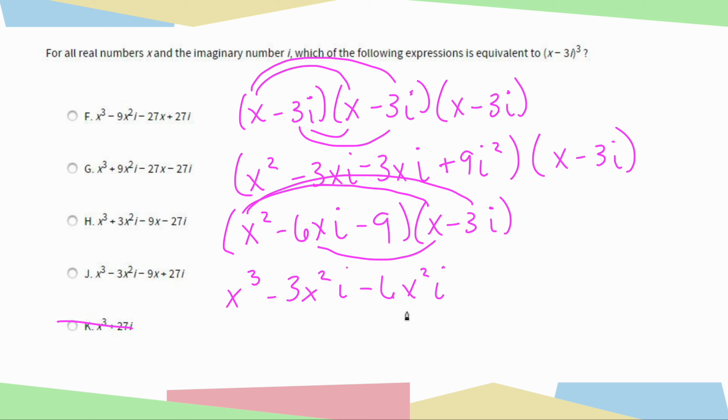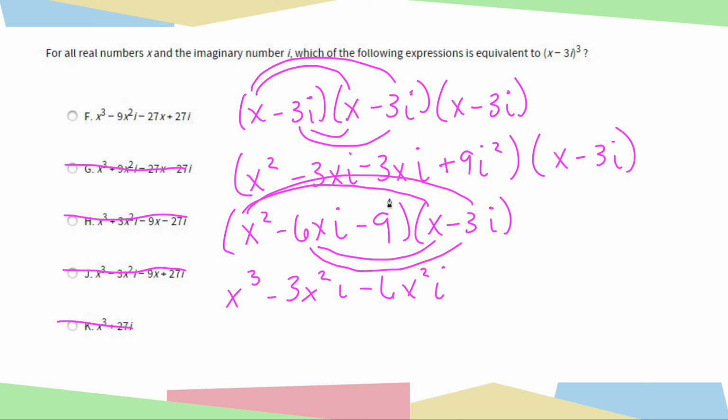Now, because of that, just to be faster on the actual test, I would be immediately eliminating, actually, I would have my answer from here. So I would actually go ahead and eliminate all of these answer choices because this is the only one that matches here. This is going to give me a negative 9x squared i. But now let's keep going just for the sake of this video.